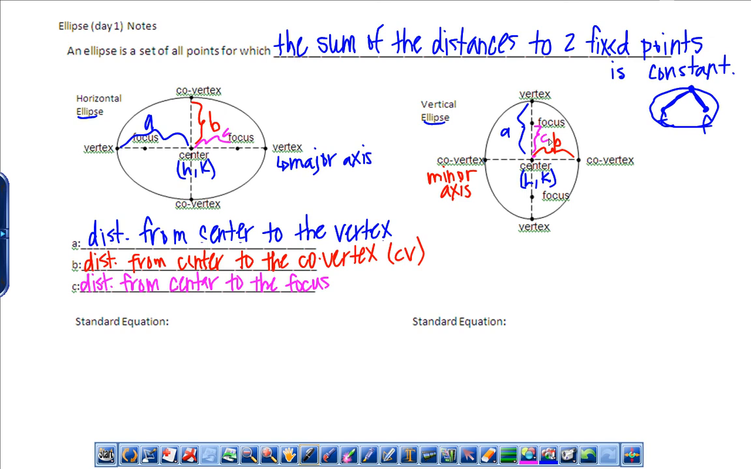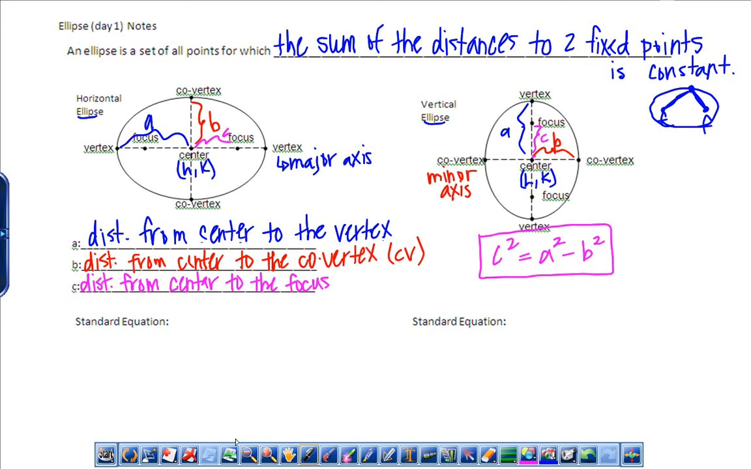And so both of them have it no matter horizontal or vertical. You'll always have an A, B, and a C. Remember your center is (h, k). And one other bit of information you might want to know, if you don't have an A, a B, or a C, you can find it by using C squared equals A squared minus B squared. This will never change. This is how you can find it.